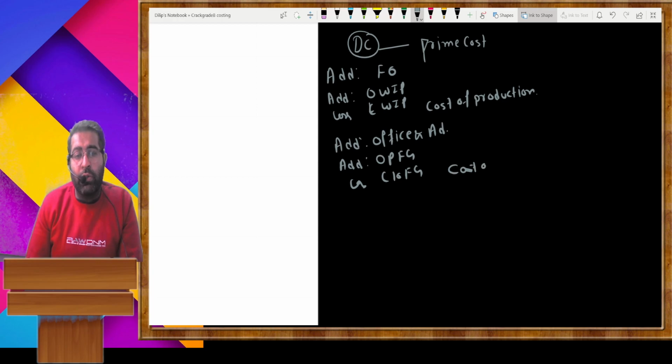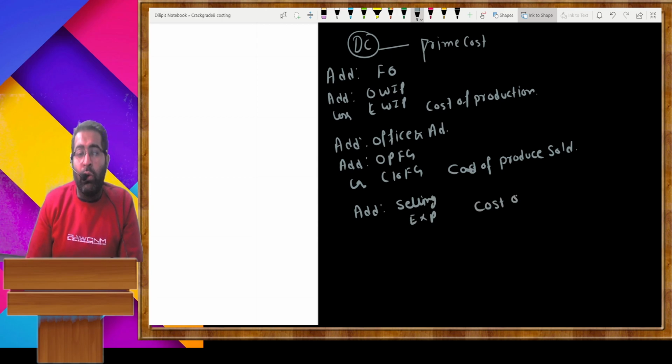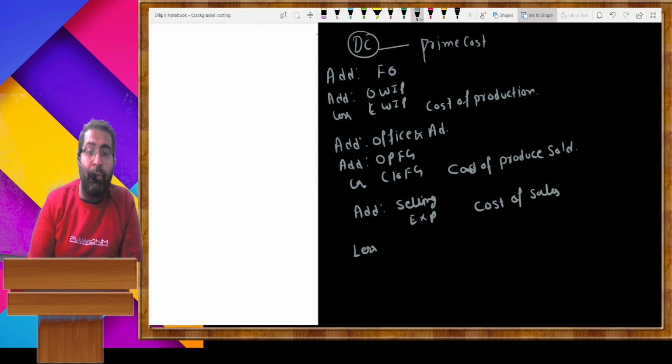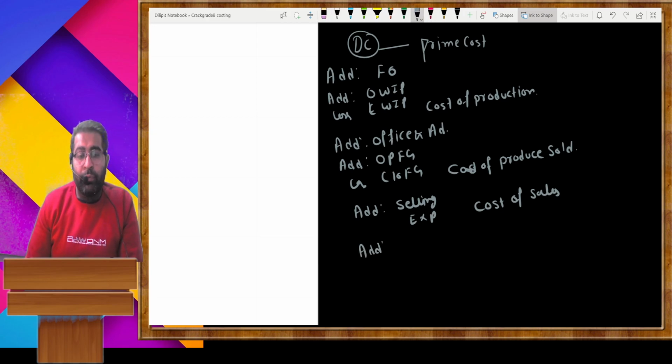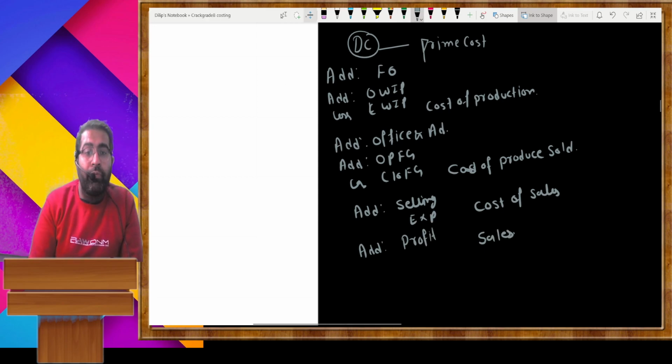cost of product produced and sold. In this we will add all the types of selling expenses. It is regarded as cost of sales. From here I will add profit, then we arrive at a point of sales. Okay, clear?